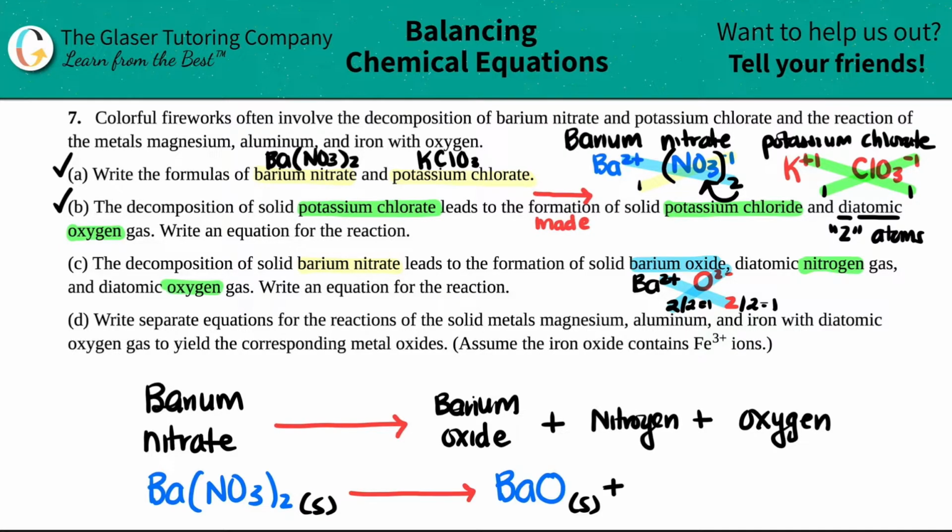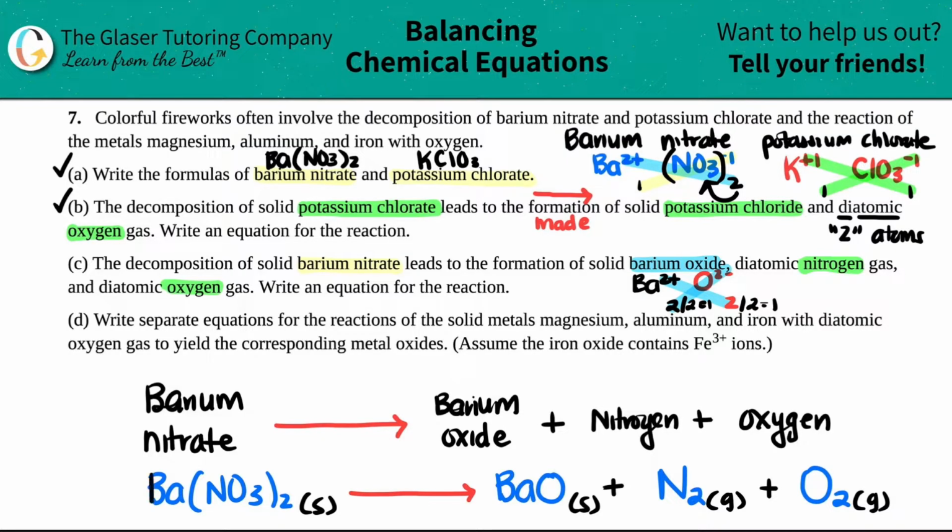Plus nitrogen, they said it was a diatomic. Remember, diatomic means 2 atoms. So it wouldn't be just an N, it would be an N2. They say that it was a gas, so I'm just going to include that information. And then plus diatomic oxygen gas. So I have O2 as well, and that's a gas, so G. Okay, now I just got to balance.